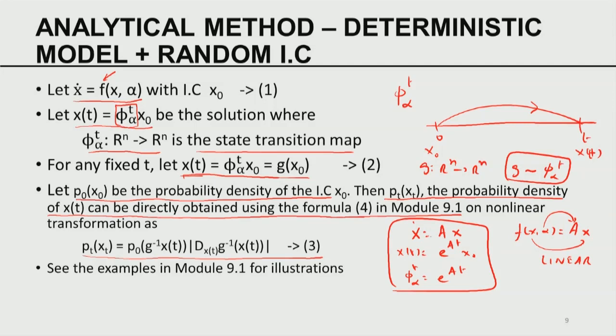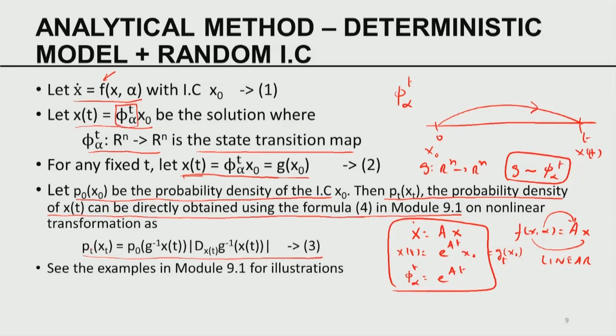In the case of a linear system, once again x dot is equal to A x, x of t is equal to e to the power of A t times x naught. So, I can relate this to g of x naught, in this case as g t of x naught, because e to the power of A t depends on t. So, I can simply say it is g t of x naught. Now, let us consider the relation.